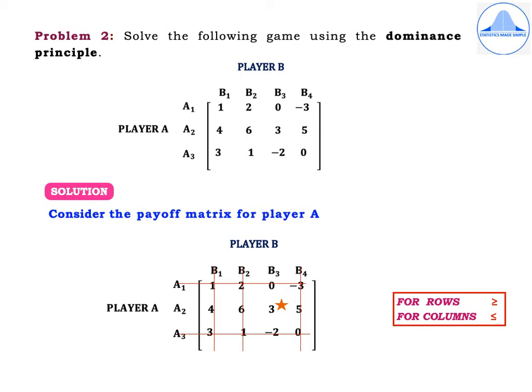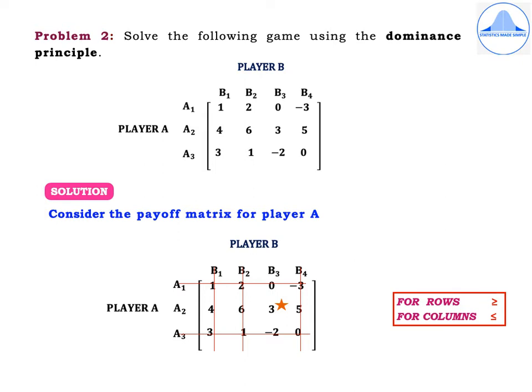Problem 2. Solve the following game using the dominance principle. So the payoff matrix has player A strategies as A1, A2, A3 and player B strategies are B1, B2, B3 and B4. Corresponding to A1 the payoffs are 1, 2, 0, minus 3. Corresponding to the strategy A2 the payoffs are 4, 6, 3 and 5 and corresponding to the strategy A3 the payoffs are 3, 1, minus 2 and 0. Now let's start with the solution.